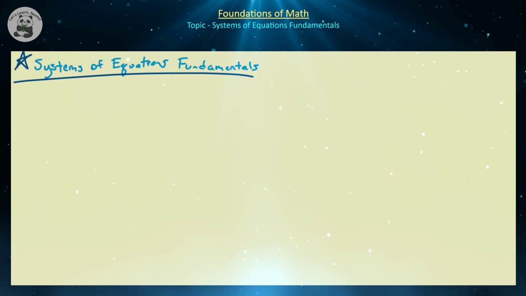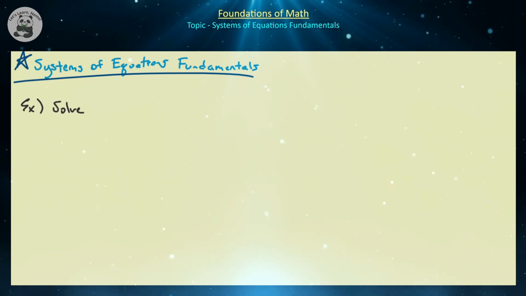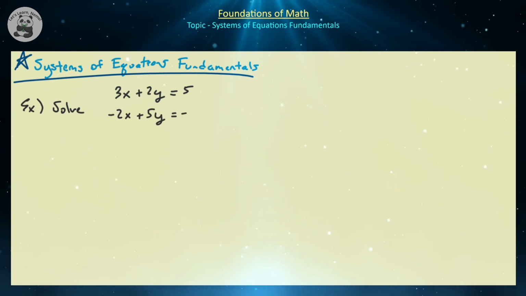So let's start off by giving a basic example of a problem that you would typically see in a systems of equations type of problem. Let's assume you were asked to solve the system 3x plus 2y is equal to 5 and minus 2x plus 5y is equal to minus 3.